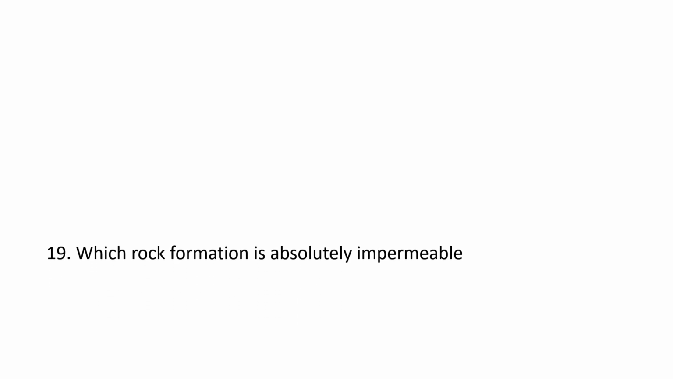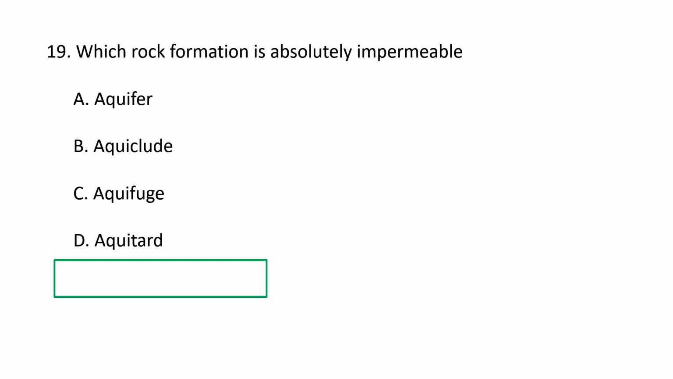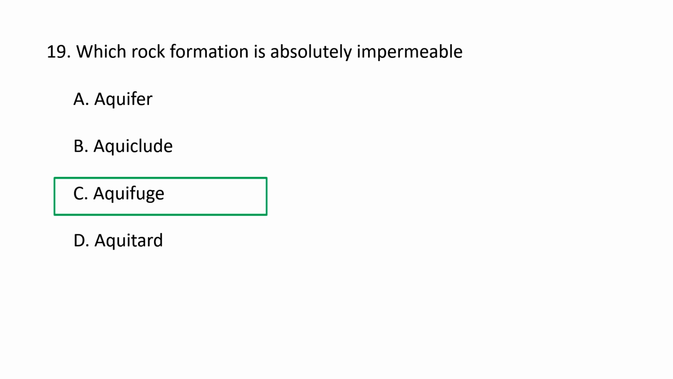Next question. Which rock formation is absolutely impermeable? A. Aquifer, B. Aquiclude, C. Aquifuge, and D. Aquitard. The rock formation which is absolutely impermeable is the aquifuge. It is a geological formation which is neither porous nor permeable. So that is a compact rock without any fractures. C is the correct option.